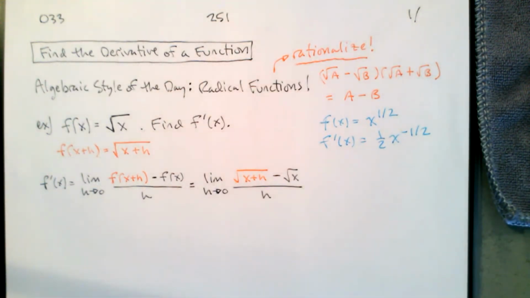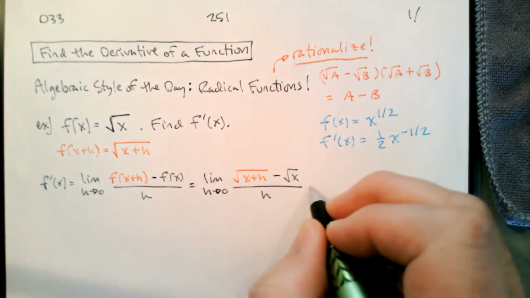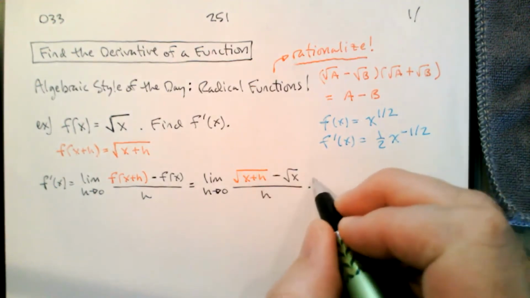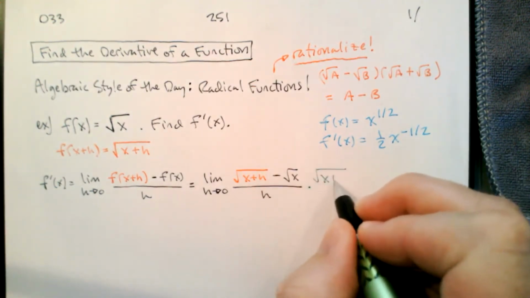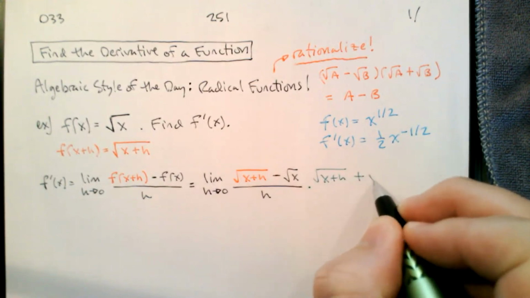The numerator has a square root of x plus h minus a square root of x. That's what we're going to rationalize. Normally, we rationalize denominators. Here, we're going to rationalize the numerator. So I'm going to multiply by the square root of x plus h plus the square root of x.